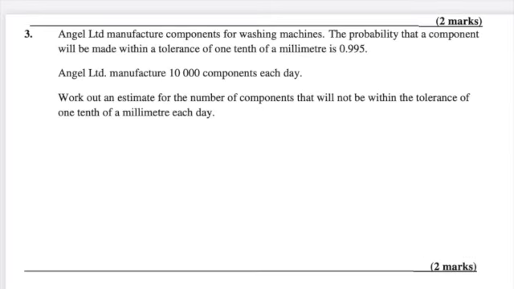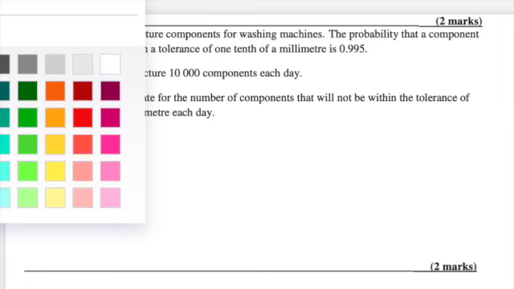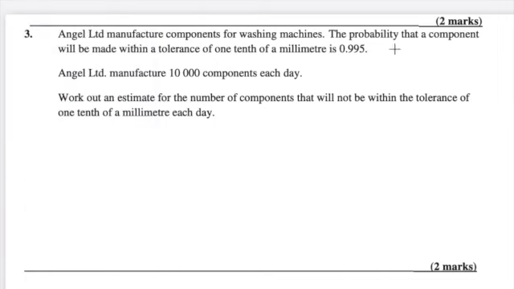Moving on to something slightly harder. Question 3. Angel Ltd manufacture components for washing machines. The probability that a component will be made within tolerance of 1/10 of a millimeter is 0.995. So that's the probability that it will be made within 1/10 of a millimeter. Angel manufactures 10,000 components each day. Work out an estimate for the number of components that will not, so this is not, be within the tolerance of 1/10 of a millimeter.